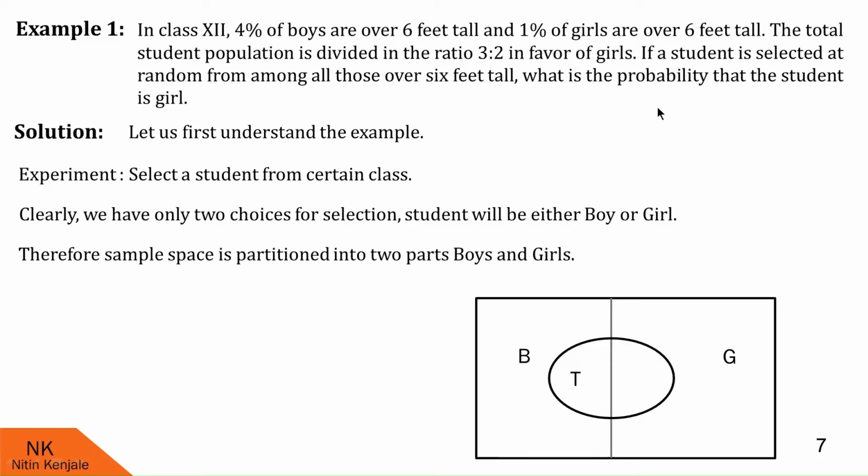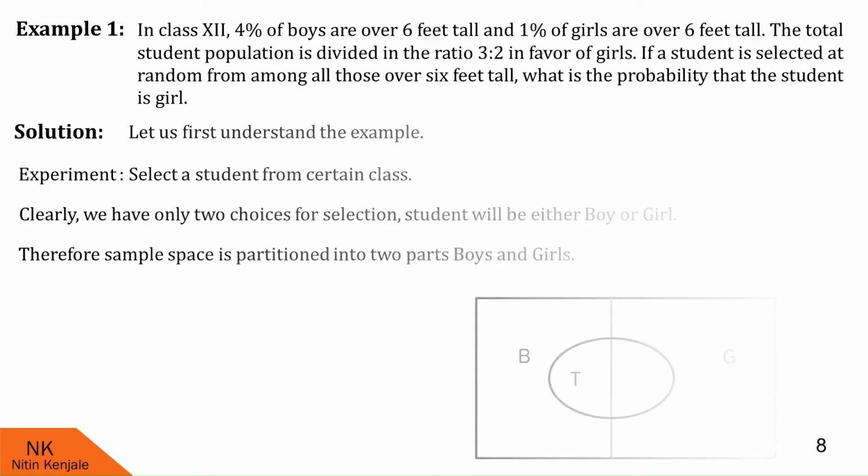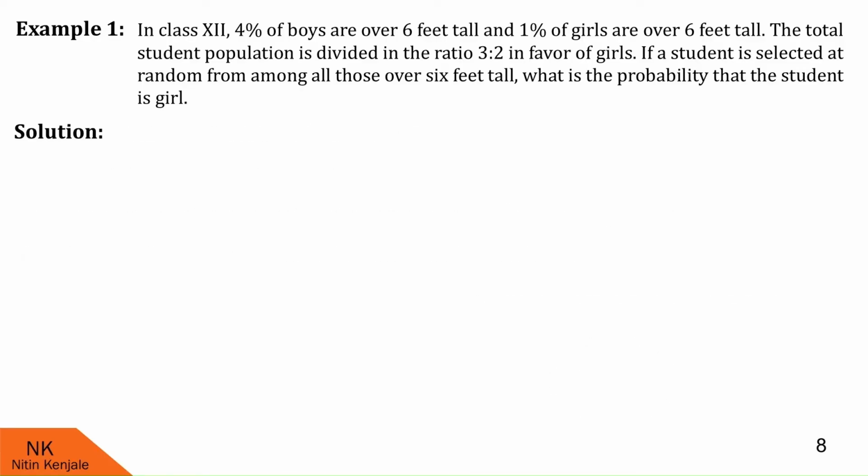So to find the probability that the student is a girl, we have to find the probability of G by T. This can be done using Bayes' theorem. So let us write this solution in a formal way. First, we note down the required events.